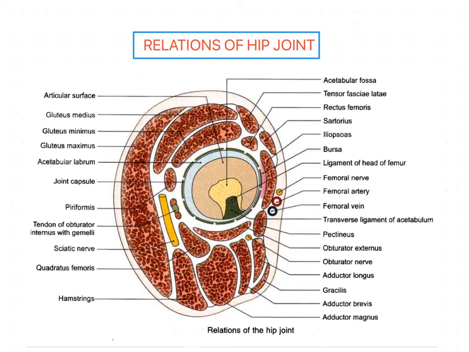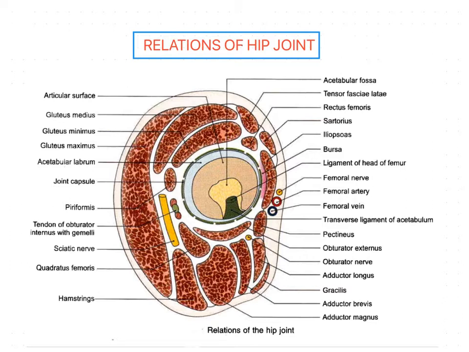Dear students, welcome back. In the previous session, we discussed the hip joint articular surfaces, ligaments, and also the blood supply, nerve supply, and the movements which take place at the hip joint. In this session, we are going to discuss some of the important relations of the hip joint.